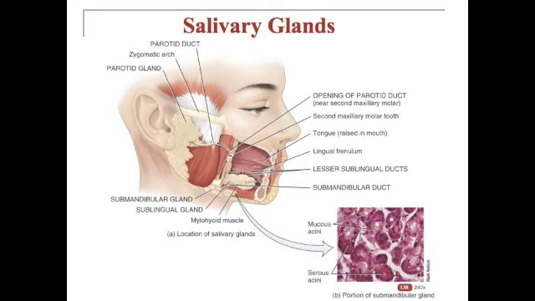The submandibular glands are shown in the light micrograph there in the bottom right, and they consist mostly of serous acini and a few mucous acini. The parotid glands consist of serous acini only, and the sublingual glands consist mostly of mucous acini and a few serous acini. So saliva lubricates and dissolves food and begins the chemical breakdown of carbohydrates and lipids.